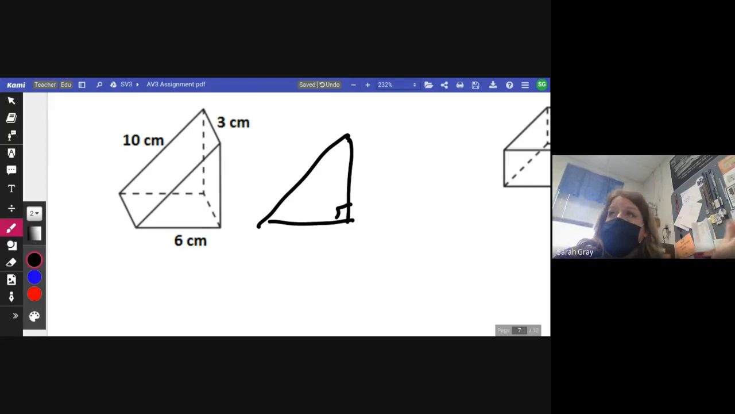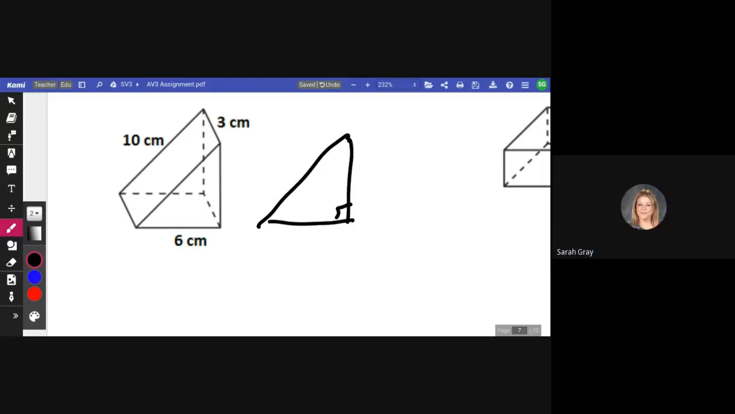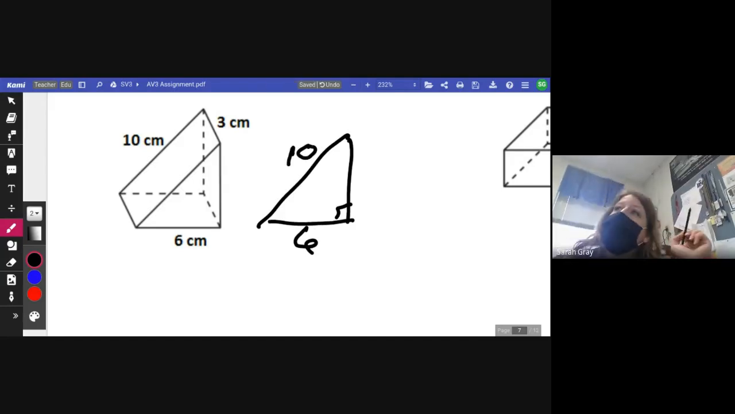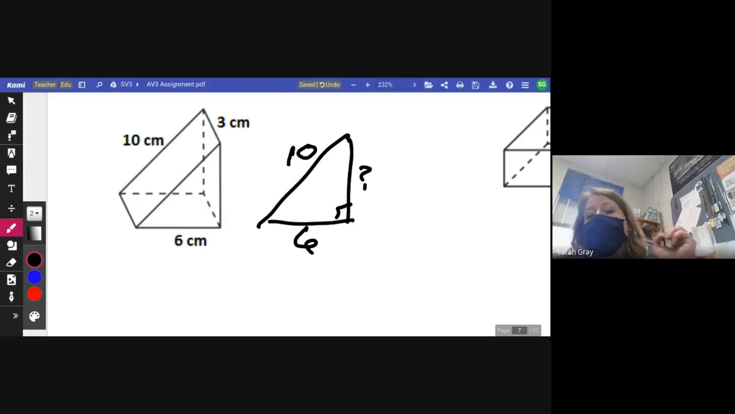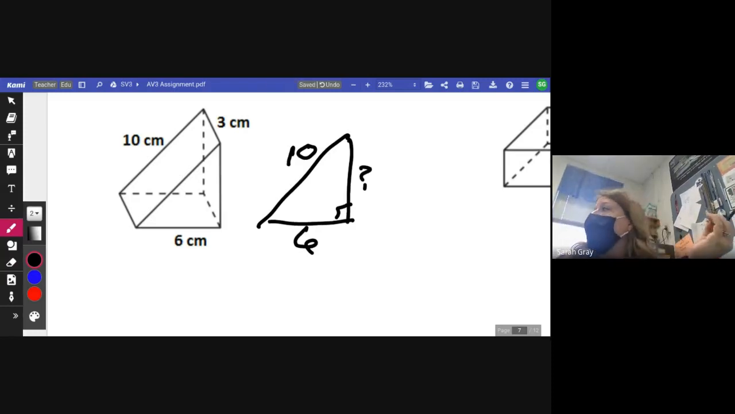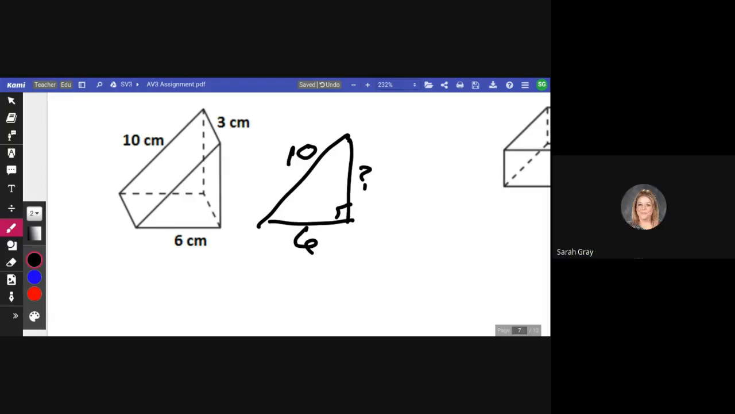I'm going to assume it's a right triangle because otherwise you can't solve it. The 6 is the bottom. The 10 is our hypotenuse. And the 3 is not part of the triangle. The 3 is the height of the box. So you need to figure out that other vertical side. So we're going to do Pythagorean theorem. 6 squared plus x squared equals 10 squared.